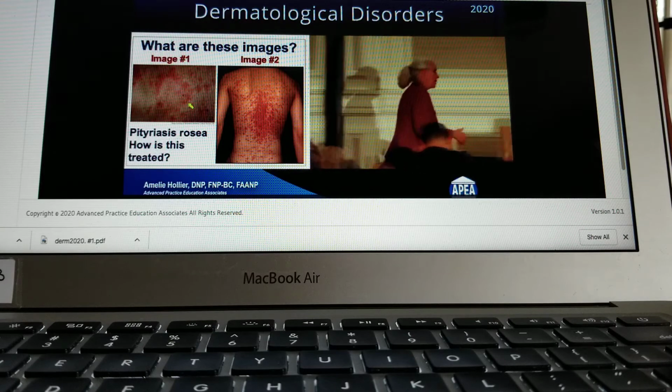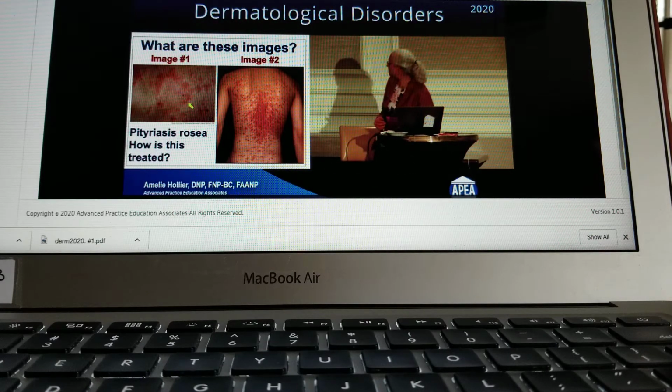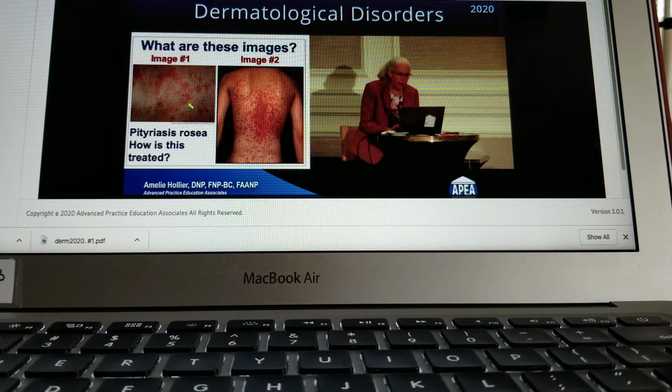The second thing, if you miss the Herald patch, when they come in about a week later, they're going to have a rash that looks like this. This is called the Christmas tree pattern rash.